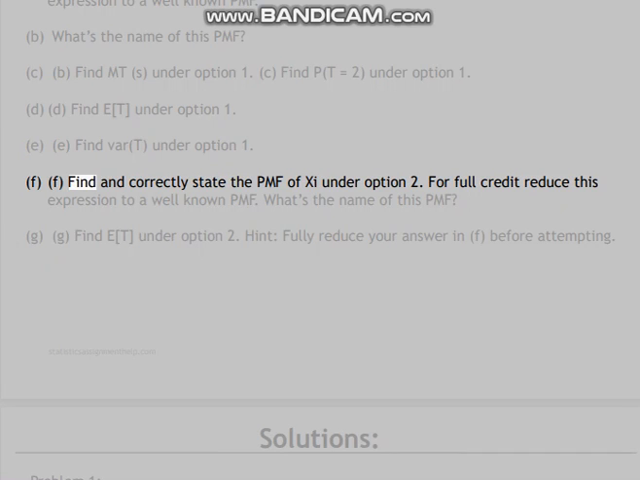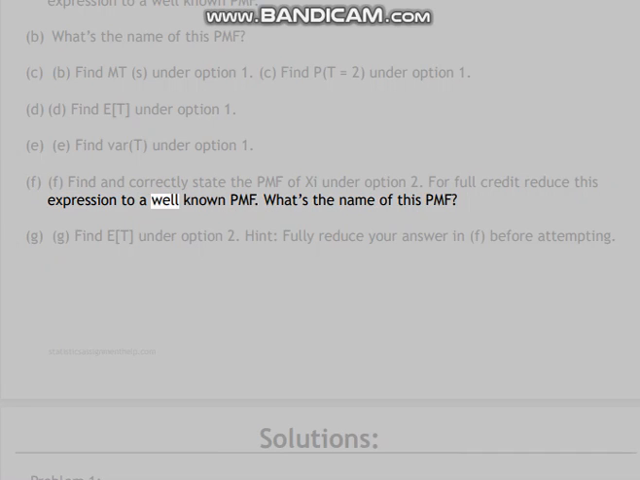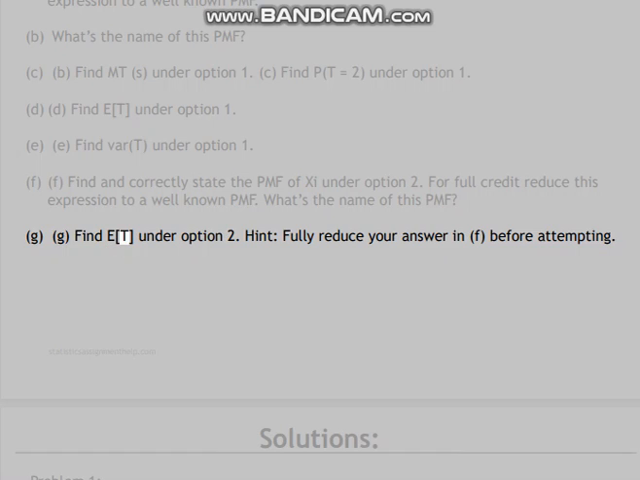G. Find and correctly state the PMF of X under option 2. For full credit, reduce this expression to a well-known PMF. What's the name of this PMF? H. Find E[T] under option 2. Hint: fully reduce your answer in the previous part before attempting.